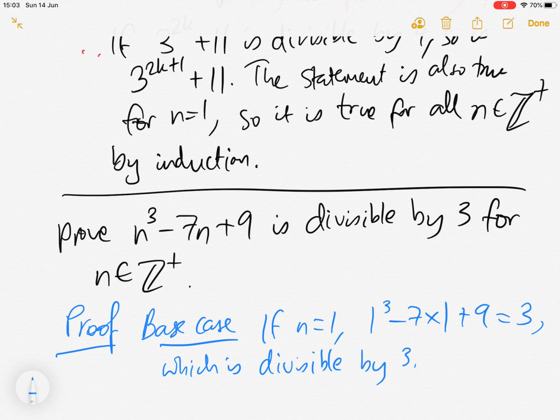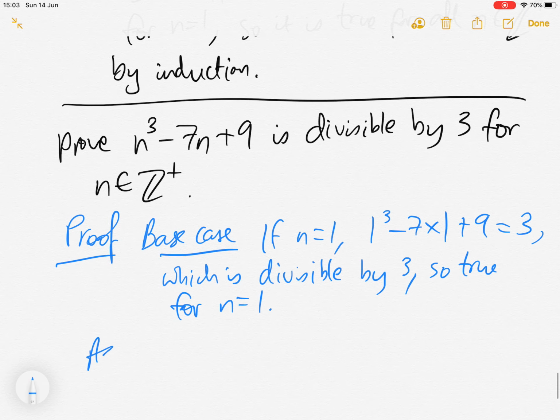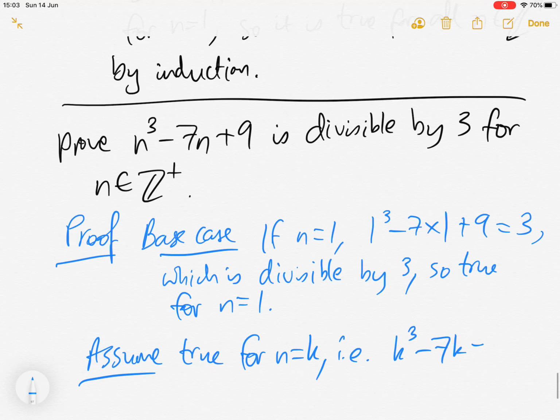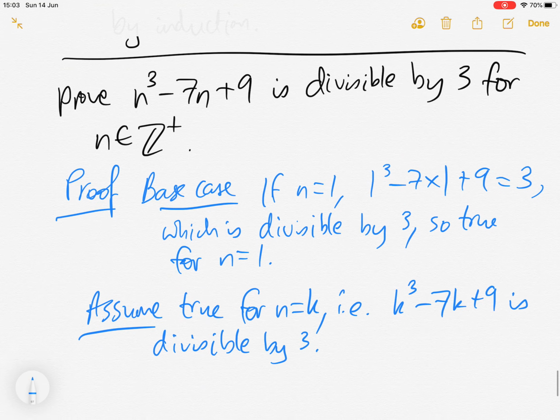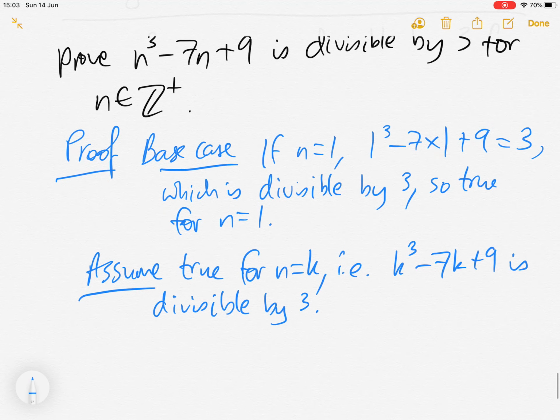So it's true for n equals 1. And then we'll assume it's true for n equals k, which means k cubed minus 7k plus 9, we're assuming to be divisible by 3. And then we'll consider (k plus 1) cubed minus 7(k plus 1) plus 9.